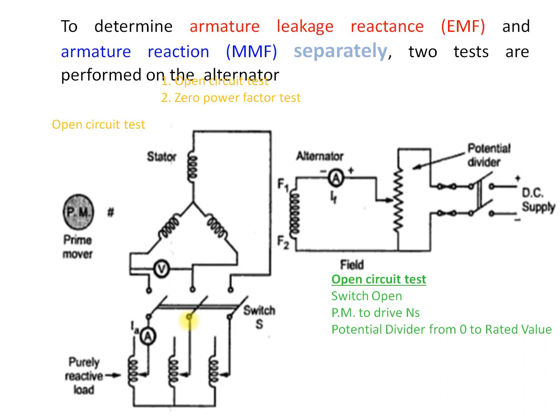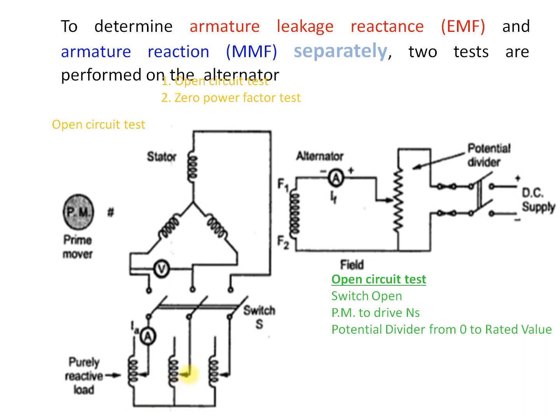Afterwards, we are going to connect a purely reactive load, that can be a purely inductive load. Why we use this purely inductive load is to find the value of the reactance in this purely reactive load. Since it is a purely inductive load, we will get the zero power factor value of the short circuit current.